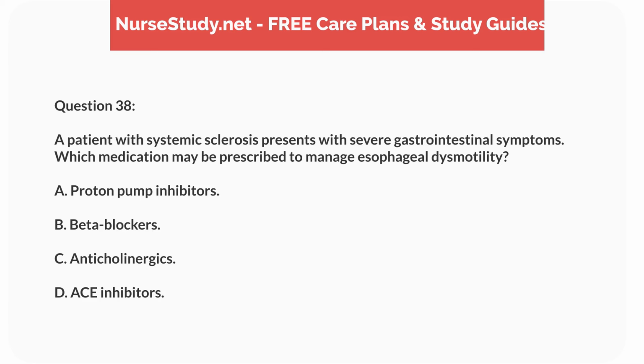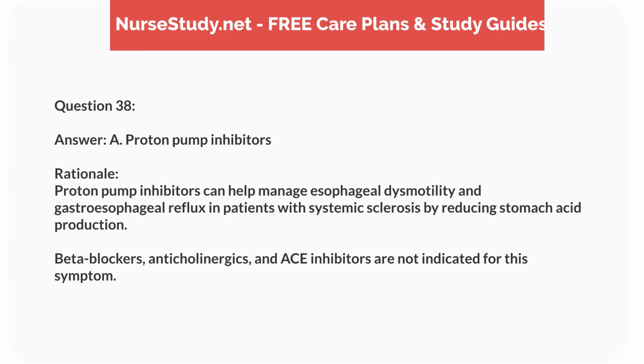A. Proton pump inhibitors. B. Beta blockers. C. Anticholinergics. D. ACE inhibitors. Answer: A. Proton pump inhibitors. Rationale: proton pump inhibitors can help manage esophageal dysmotility and gastroesophageal reflux in patients with systemic sclerosis by reducing stomach acid production. Beta blockers, anticholinergics, and ACE inhibitors are not indicated for this symptom.